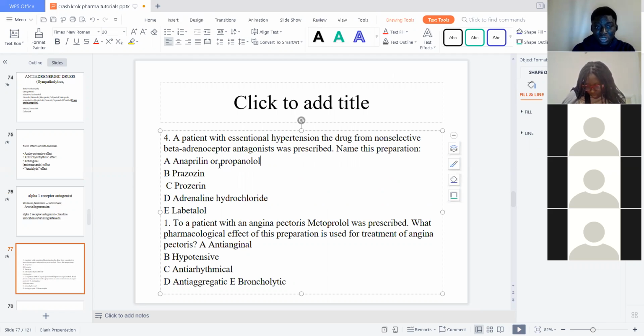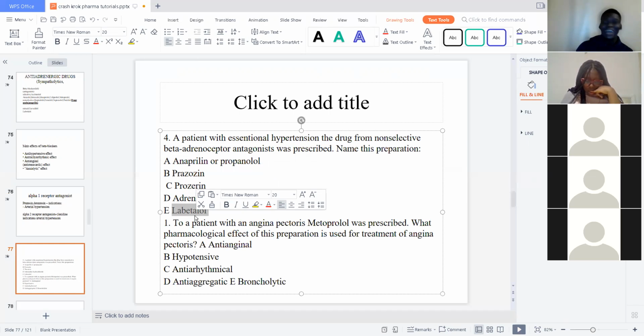So this is a very important question. Propranolol is a non-selective beta adrenoreceptor antagonist. It works on both beta-1 and beta-2 receptors. Prazosin works on only alpha-1 receptors. Proserine is an anti-cholinesterase drug, while adrenaline is an adrenoreceptor agonist, while labetalol works on both alpha and beta receptors. Okay, next question.